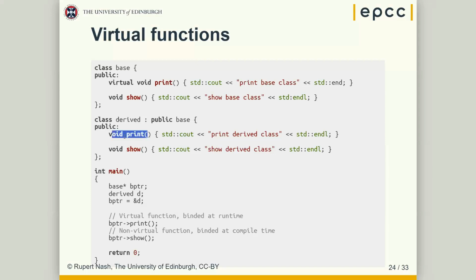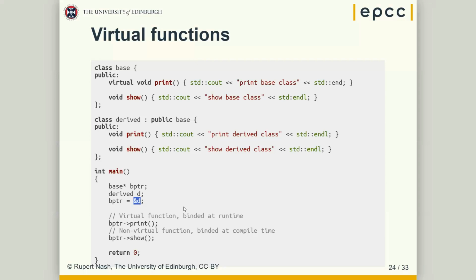Print in the derived class is not virtual. The only virtual place is going to be in this base class. This little trick's a bit complicated, but effectively I'm going to have a pointer to a base class called bPointer. I'm going to have an instance of the derived class called D. And I'm going to say, well, base class pointer, you're going to point to that particular instance of D.